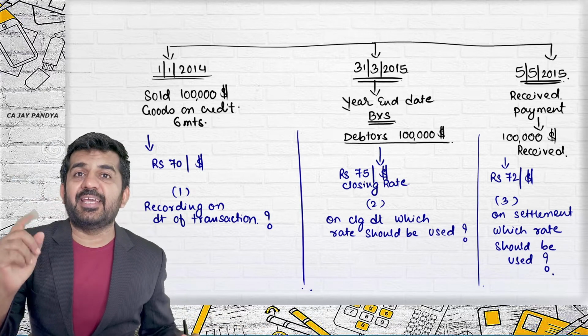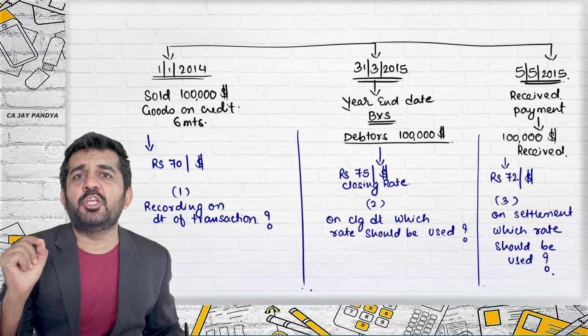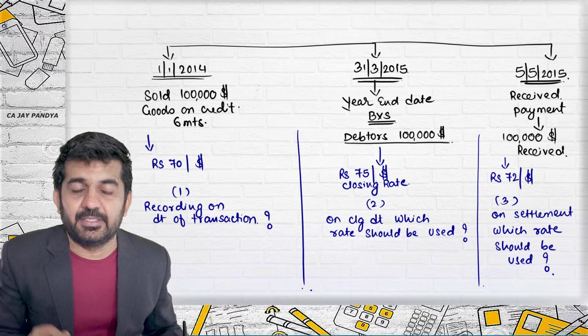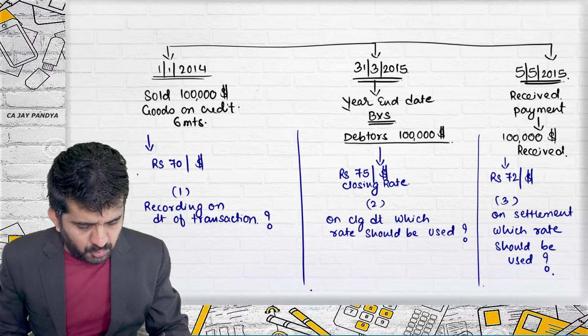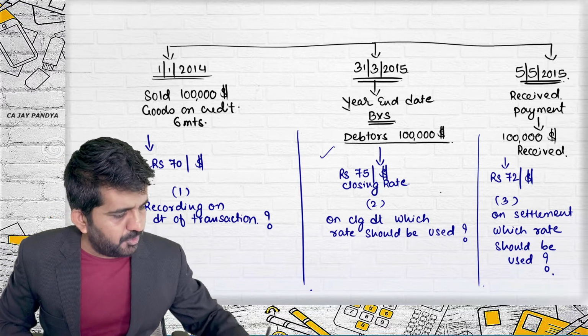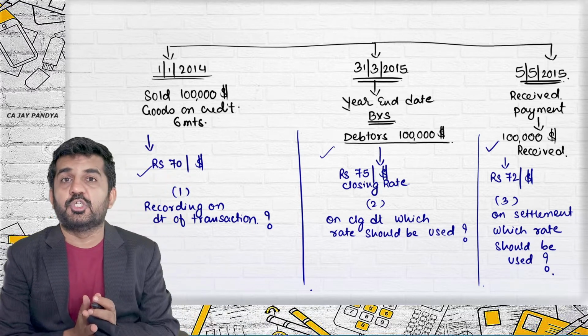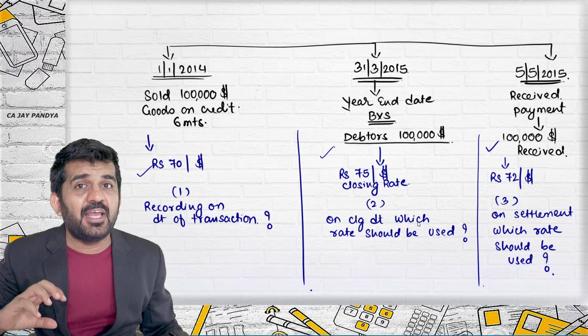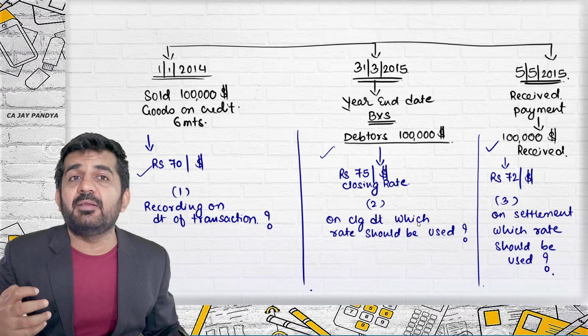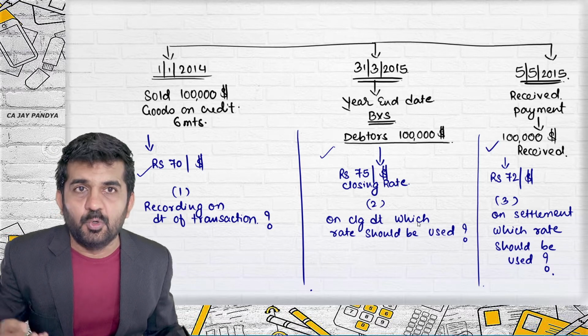See, you are not knowing any answer. But the question should be absolutely clear. On this date, which rate is to be used? And if there is a difference, why there will be arising a difference, I'll tell you logically.